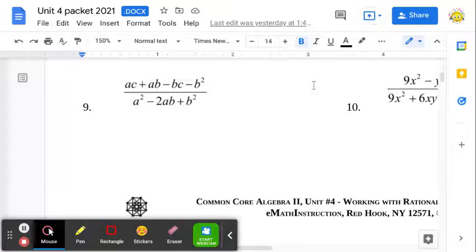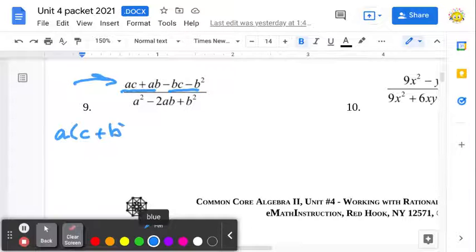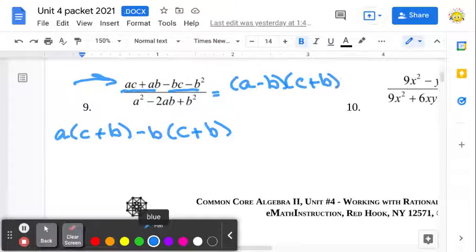All right. Well, this looks definitely scary, but remember, we're just doing the same thing we've done. On the top, there's 4 terms, so I'm going to do grouping again. So I'm going to take out an A, and I have C plus B. And then I think I'm going to take out a -b in the second group, so I end up with C plus B. So factored, this is A minus B times C plus B, or B plus C, that doesn't matter.